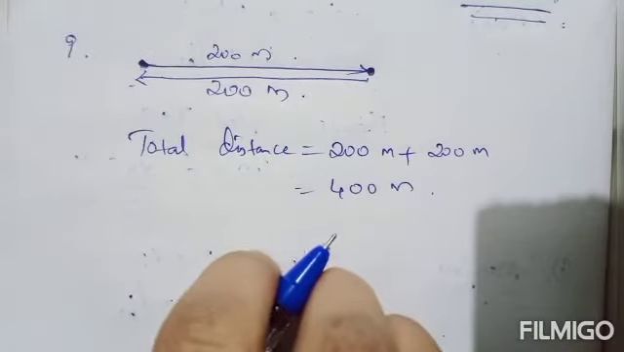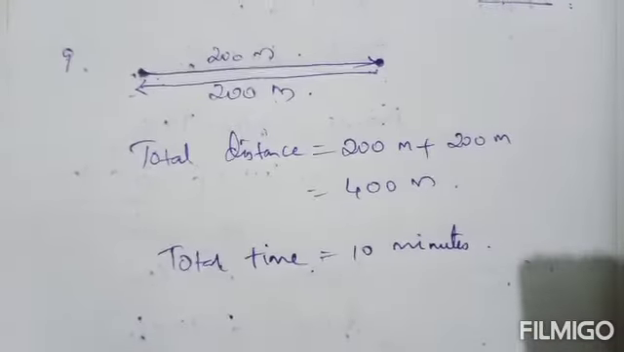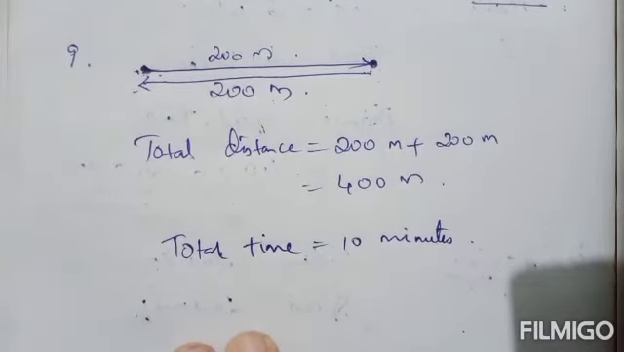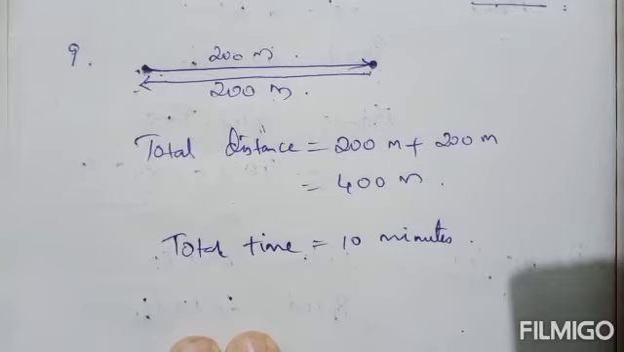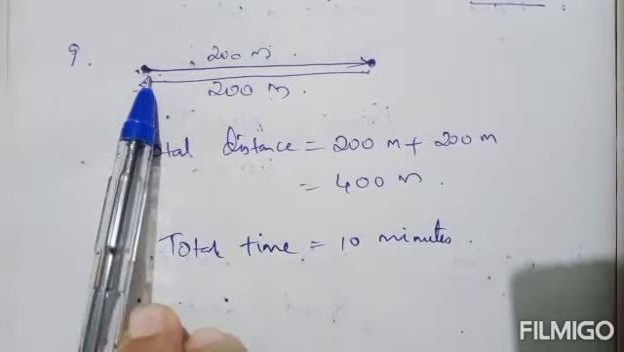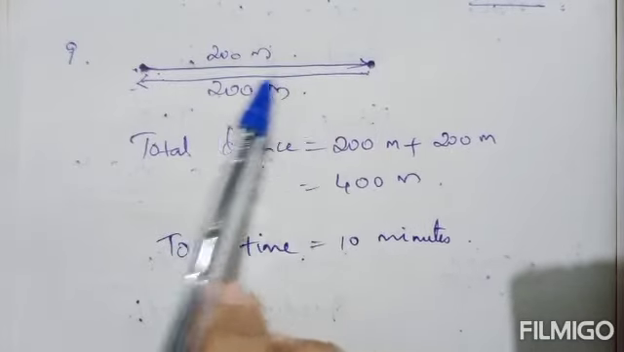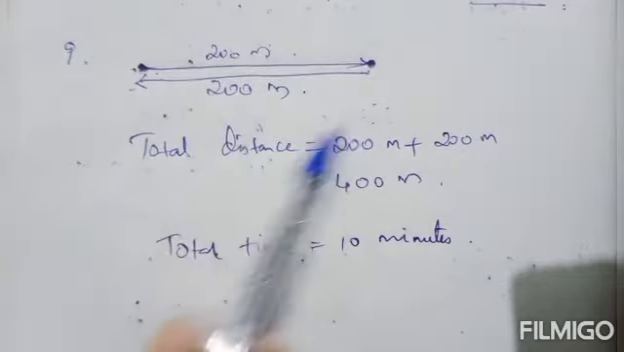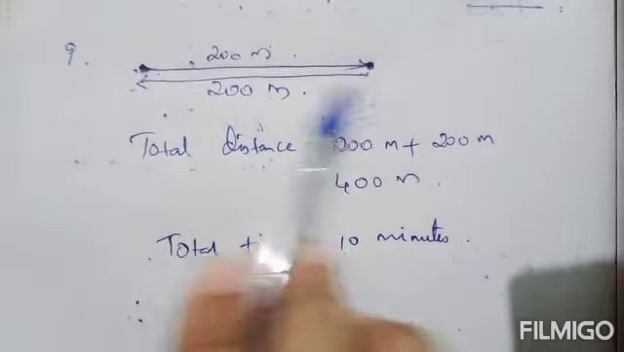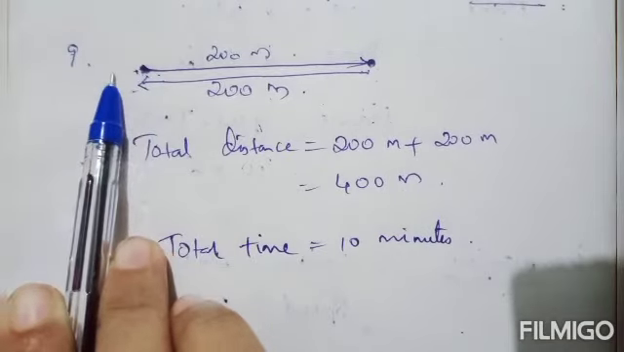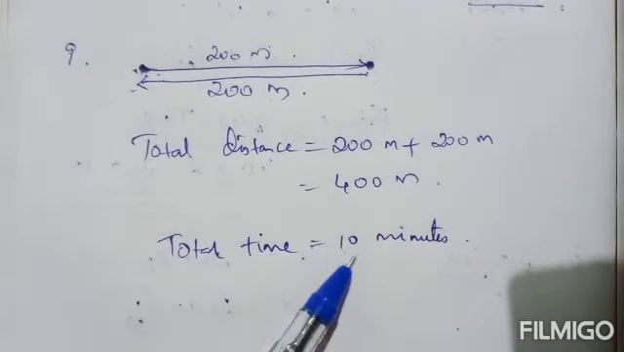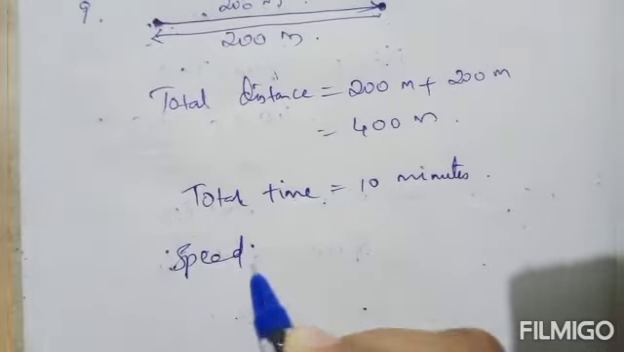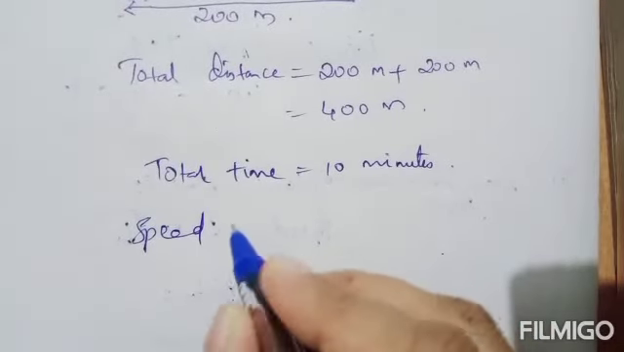Okay, now what you need to find? You have to find the speed of his swim in meter per second and kilometer per hour, and it is given the total time taken to swim and then return back to the point of start. It is 10 minutes. Okay, in total he took 10 minutes to swim and then return back to the point of start. So total time we can take 10 minutes. Now we can find speed. Speed in meter per second.